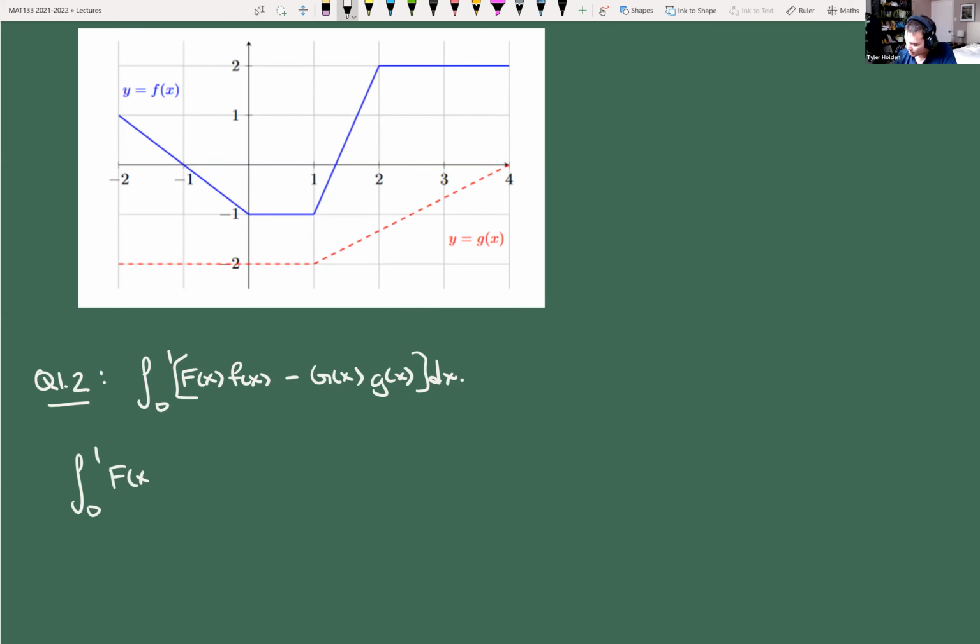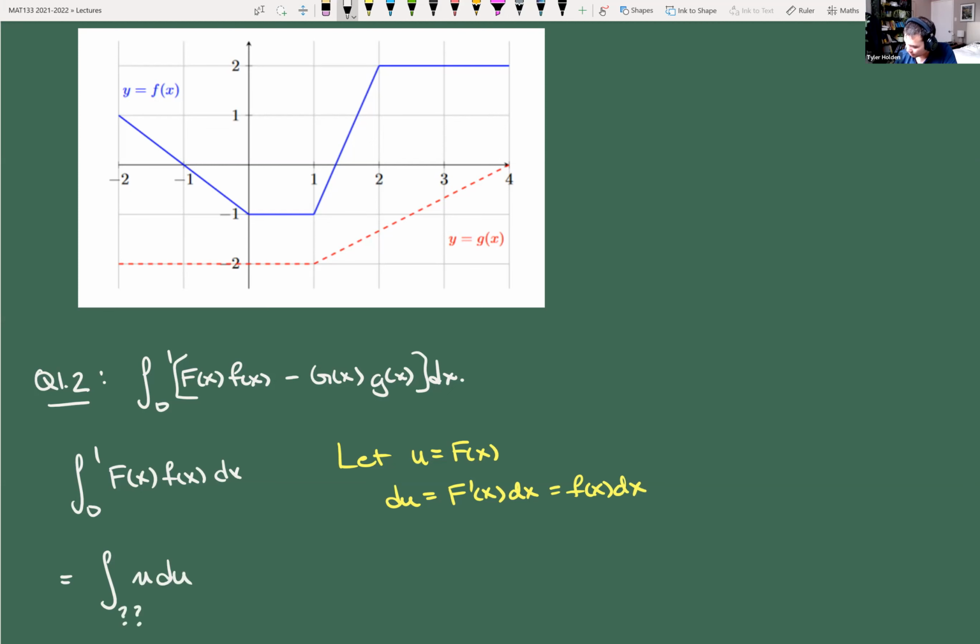Because if we can do f of x, then g of x is going to follow the same sort of way. And the way that we want to do this is by substitution. So let u be capital F, right? That means du is f prime of x dx. But by definition, capital F is an antiderivative of little f, so that's going to be f of x dx. When I do substitution, I'm going to leave the upper and lower bounds of integration deliberately blank for now because we're going to have to figure out what those are. So that's going to give me u du.